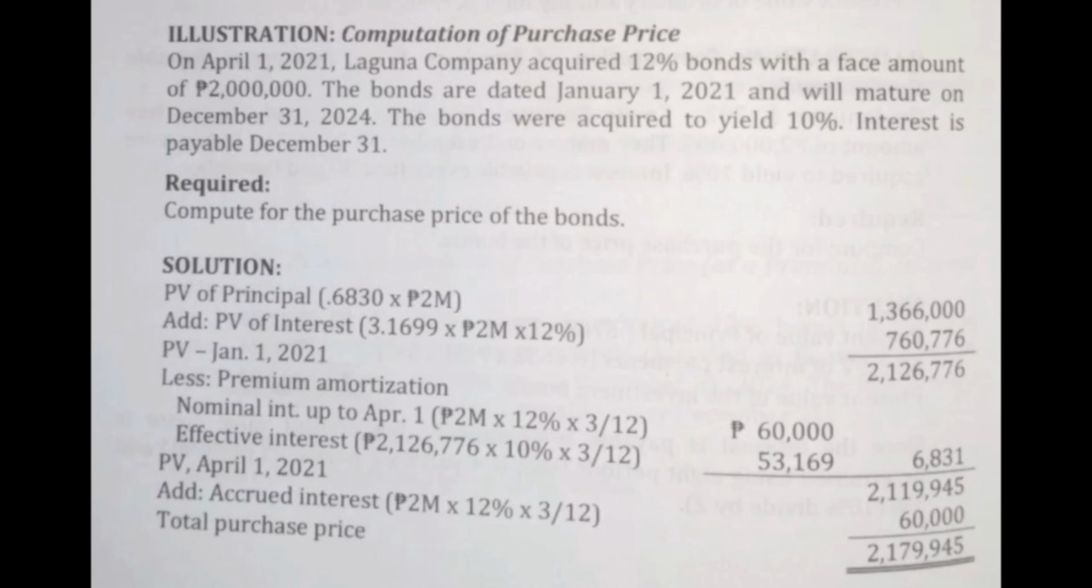Atong problem kay gikan sa Laguna Company. Na-acquire sila og 12% bonds nga ang face amount kay 2 million pesos. Ang bonds nagsugod sa January 1, 2021 ug maturity date kay December 31, 2024. Ang purchase nahitabo sa April 1, 2021 pero ang bonds gipalit at a yield of 10%. Ang interest payable kada December 31. So, ang atong task is i-compute nato ang purchase price sa bonds.